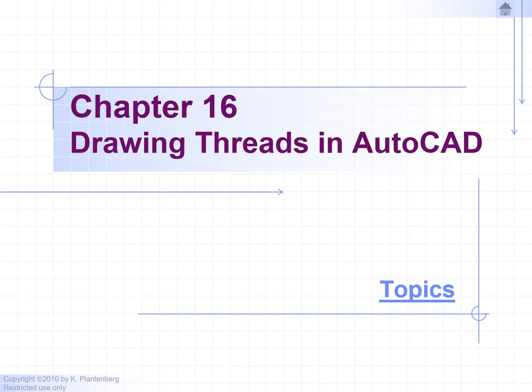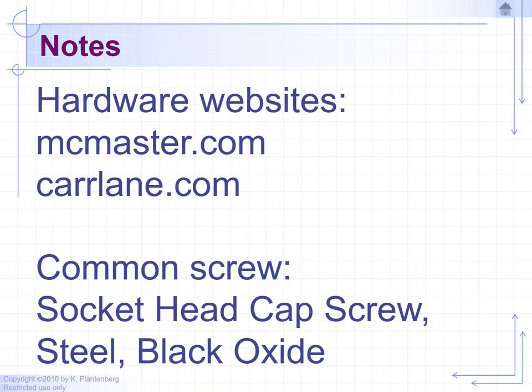Chapter 16, Threads in AutoCAD. Some of the common websites to order hardware, bolts, nuts, washers, and other types of hardware: you can go to mcmaster.com or carlane.com. You can also download drawings for bolts, nuts, etc., and they also provide 3D models of their hardware.